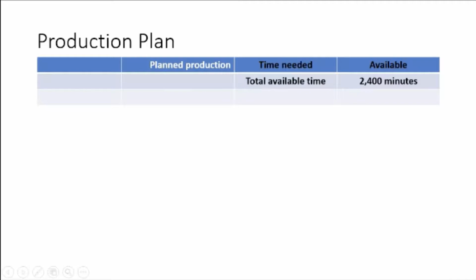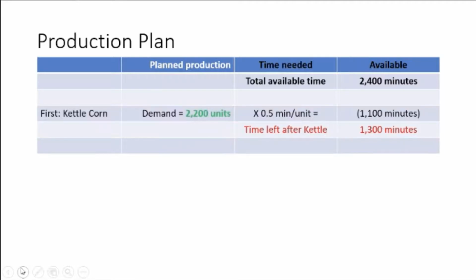So what would be the planned production? Okay, there's 2,400 minutes available. Caramel corn was the first product that we were going to produce. There's demand of 2,200 units. So if I multiply this times the half a minute required, it uses up 1,100 minutes of our 2,400 minutes. So that means there's 1,300 minutes left to produce kettle corn.